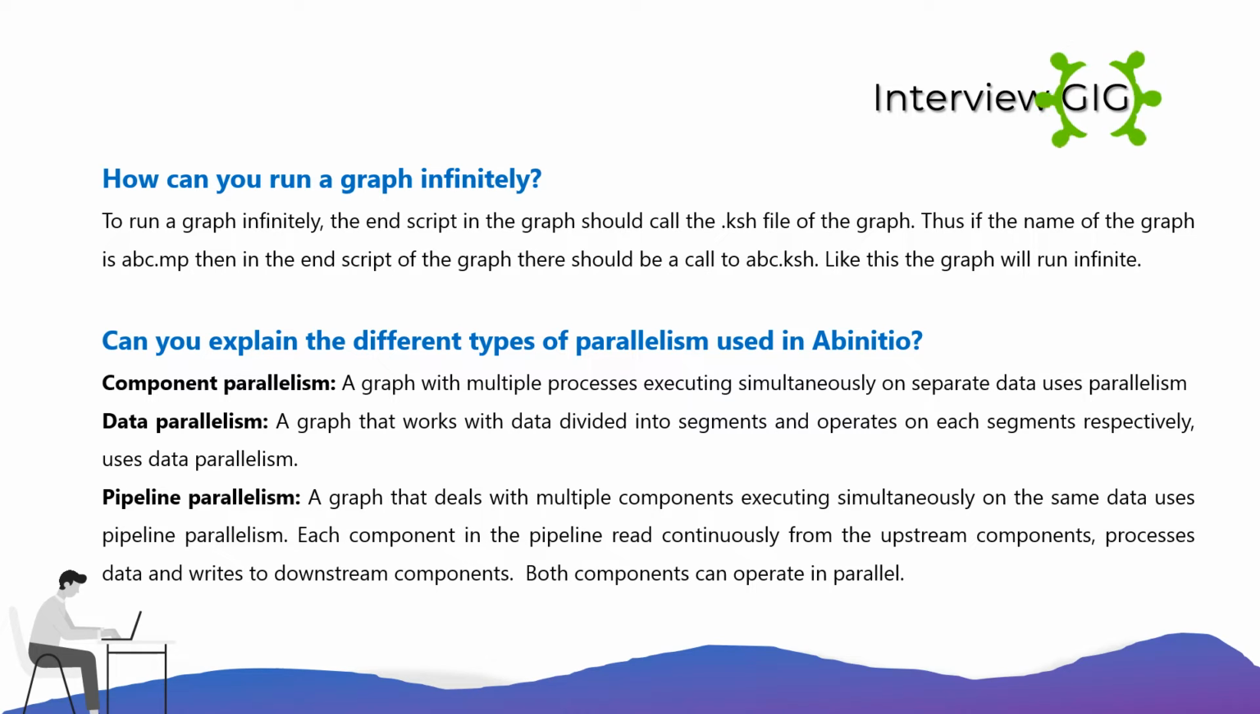Can you explain the different types of parallelism used in Ab Initio? Component parallelism: a graph with multiple processes executing simultaneously on separate data uses component parallelism. Data parallelism: a graph that works with data divided into segments and operates on each segment respectively uses data parallelism. Pipeline parallelism: a graph that deals with multiple components executing simultaneously on the same data uses pipeline parallelism. Each component in the pipeline reads continuously from the upstream components, processes data and writes to downstream components. Both components can operate in parallel.